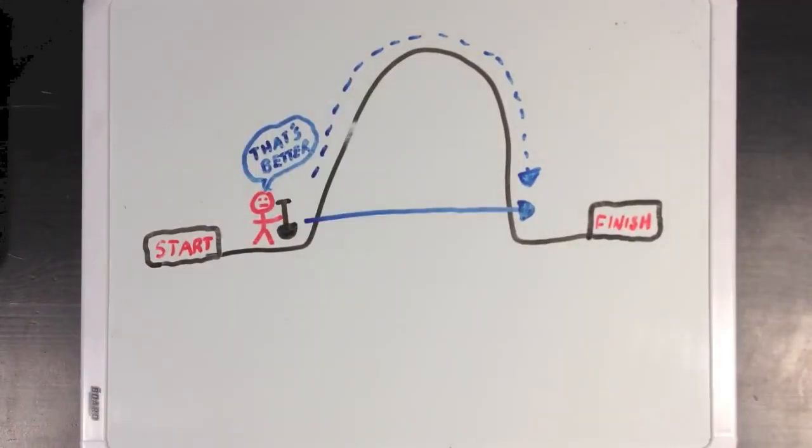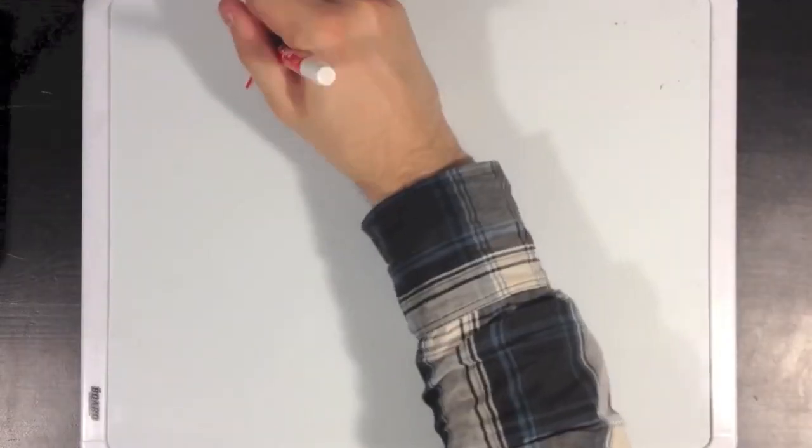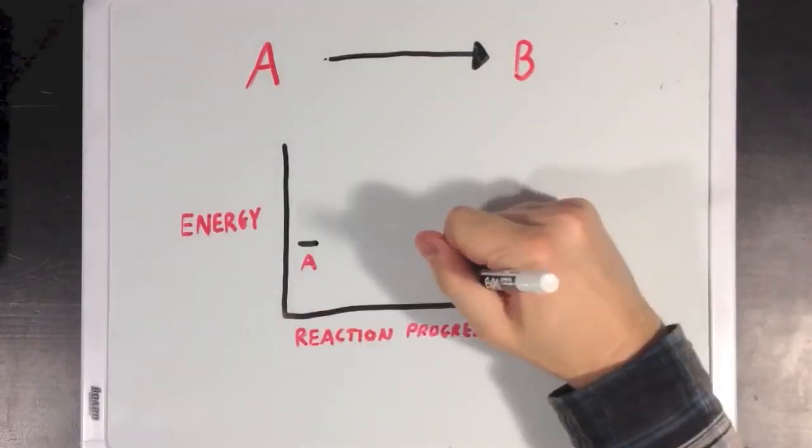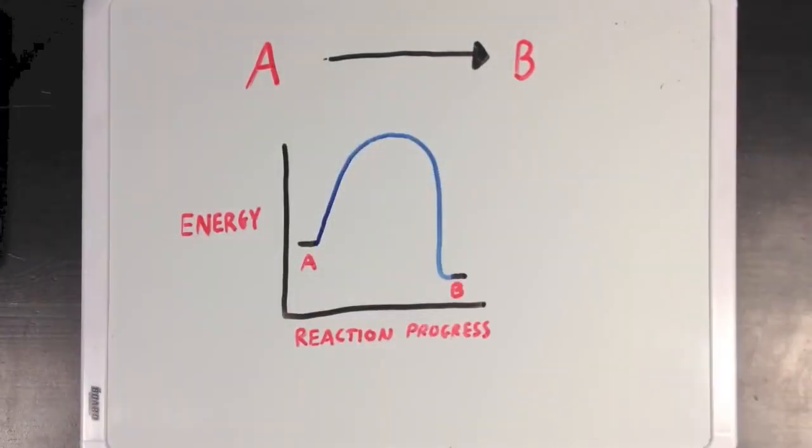In this example, the shovel represents an enzyme, and the hill represents the activation energy barrier that prevents you from getting from start to finish. By using the shovel, you're able to lower the height of the hill you have to climb. But in both cases, it's important to recognize that you still started and finished at the same points. So let's go back to our example from before with our reaction coordinate diagram. But now, let's say that the reaction has a catalyst.